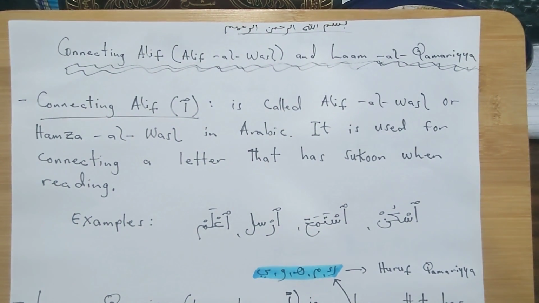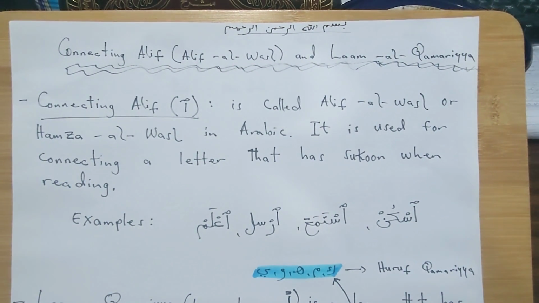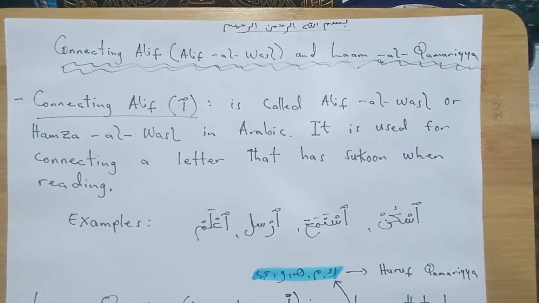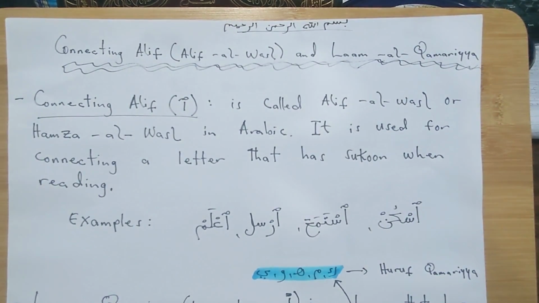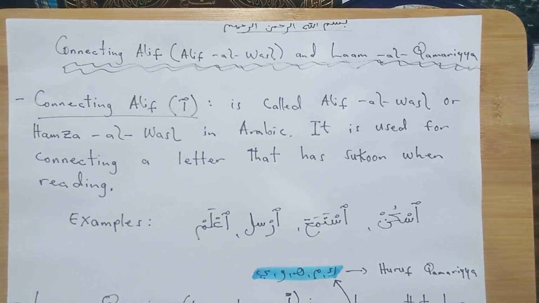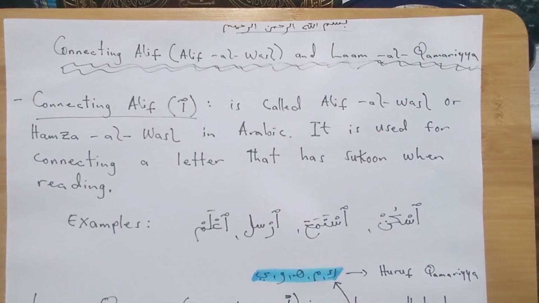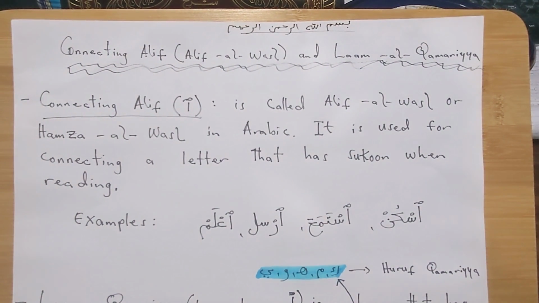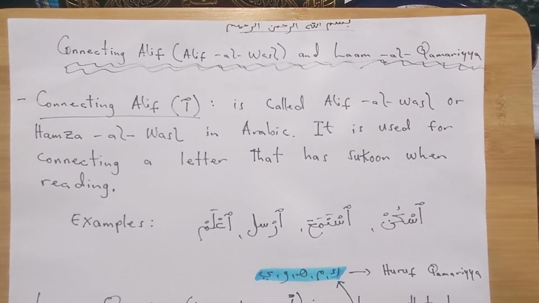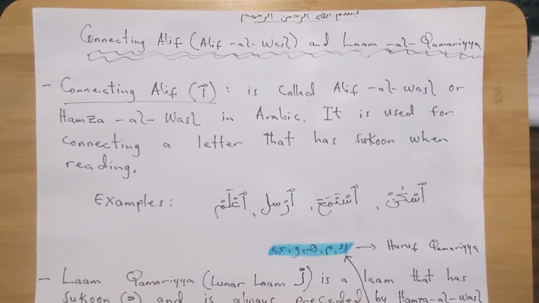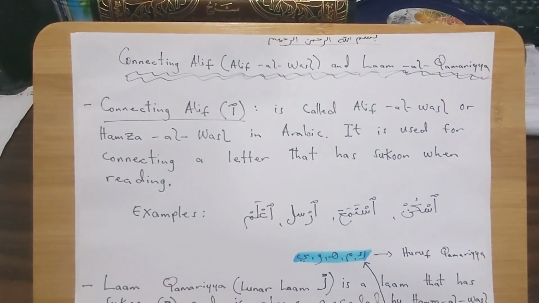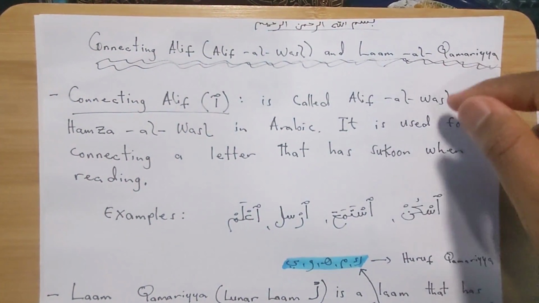This lesson here is for the advanced class at Masjid Tawheed and for anyone who can benefit from it. This lesson is about Hamza al-Wasl, which is also called the connecting alif or the alif al-Wasl, and the Laam al-Qamariyya.